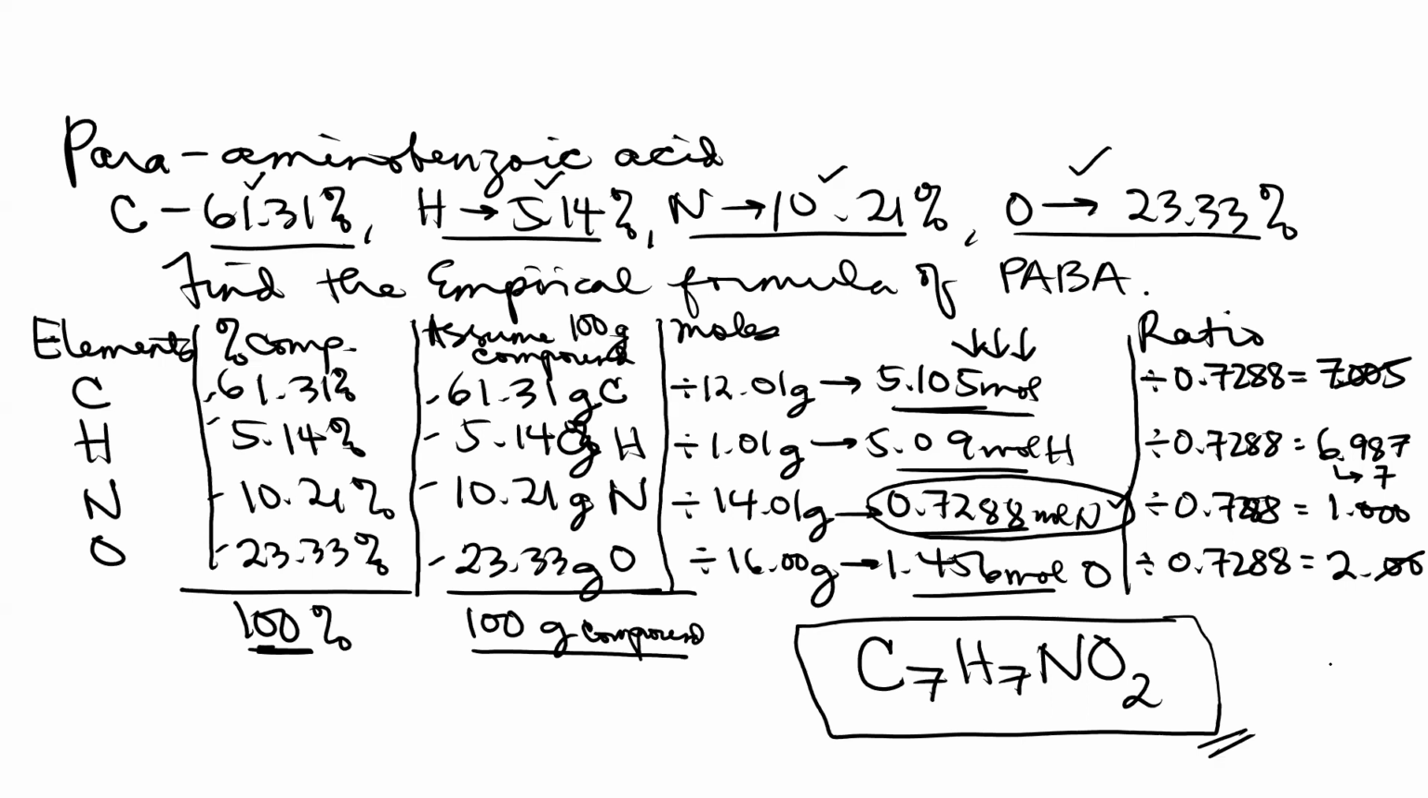Okay? So that would be the empirical formula of our para-aminobenzoic acid. So is that clear? Were you able to follow through and understand how we calculate the empirical formula of our compound?